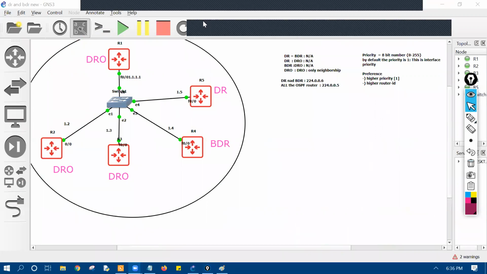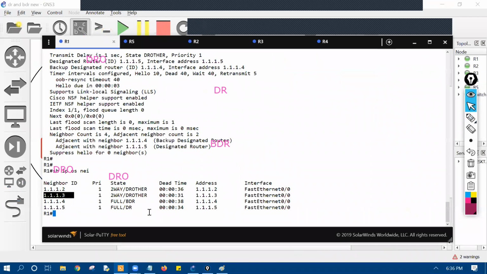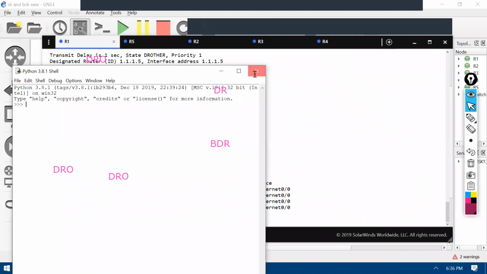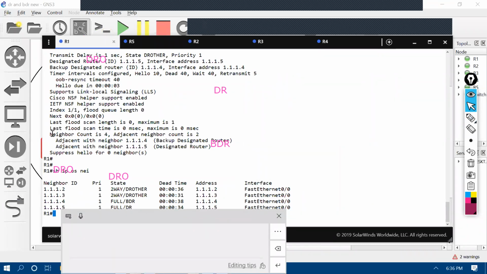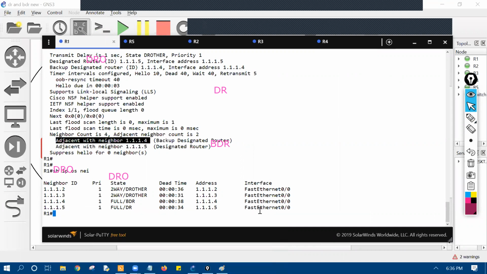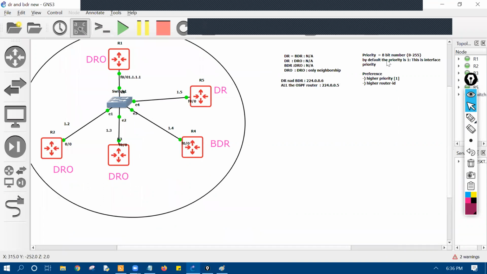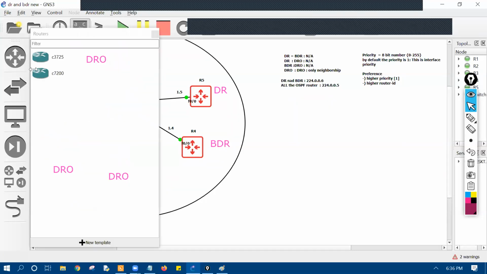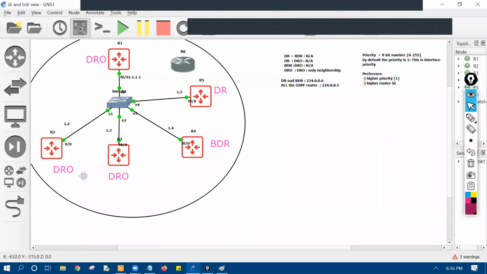Now, if you see, R1 is forming the neighborship with every person. They have four neighbors. But adjacency, I'm only going to form with the DR and BDR. As I told you, in this one the knowledge is known as priority. The priority is one by default. Once the priority gets tied, it will go for the higher router ID. And priority you can define from an 8-bit number, 0 to 255. Now, once we have made the election, let's do one thing. Let me add one more router.